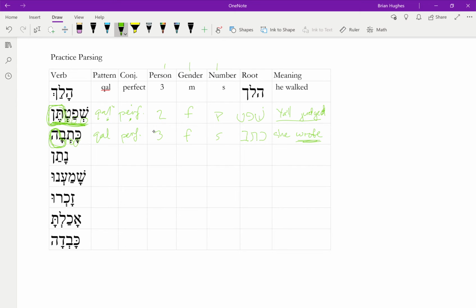Here we have natan, cal, perfect. It's in a parsing chart, so I know it's got to be a verb of some form. And all I see is this kametz patach, and I know that's the third person masculine singular pointing or form of the cal perfect paradigm. The root is noon, tav, noon, which is to give, and so this is he gave.